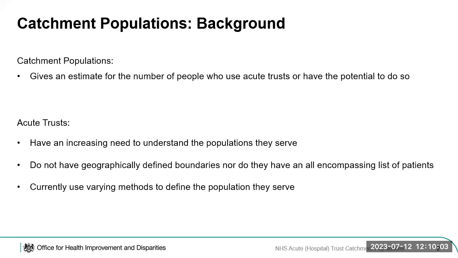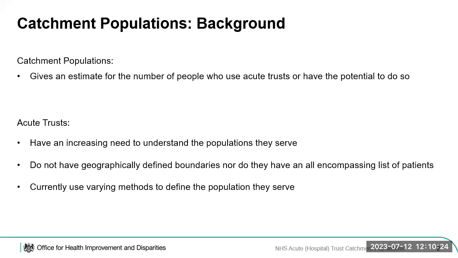Well, it gives us an estimate for the number of people who use acute trusts and the potential to do so. We believe that acute trusts have an increasing need to understand the populations they serve. Probably preaching to the choir right now, talking about the different boundaries and geographies that they are.